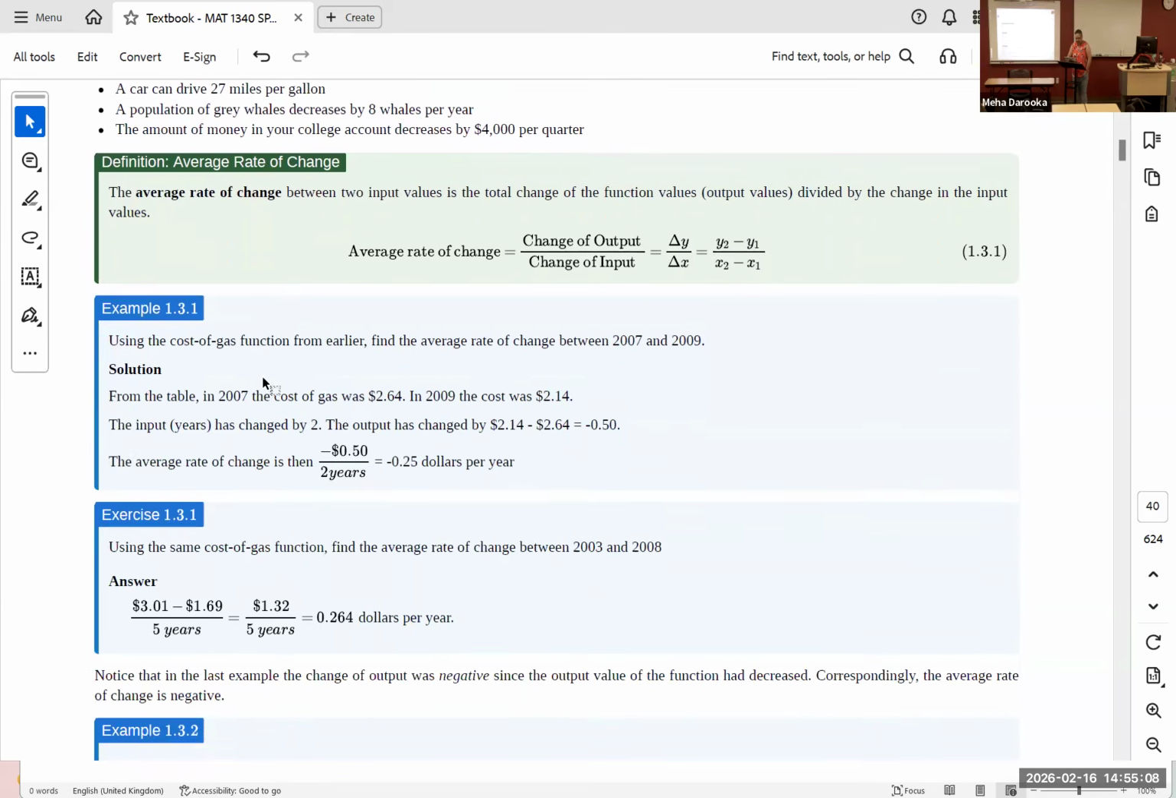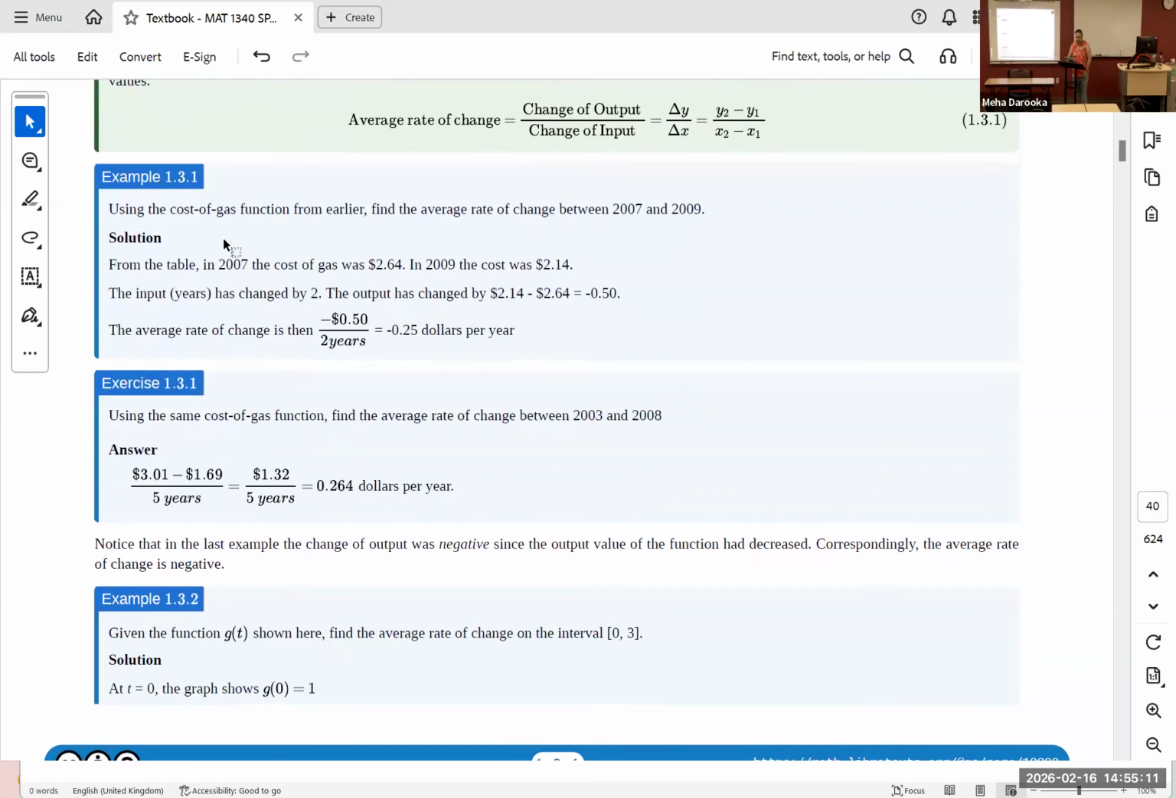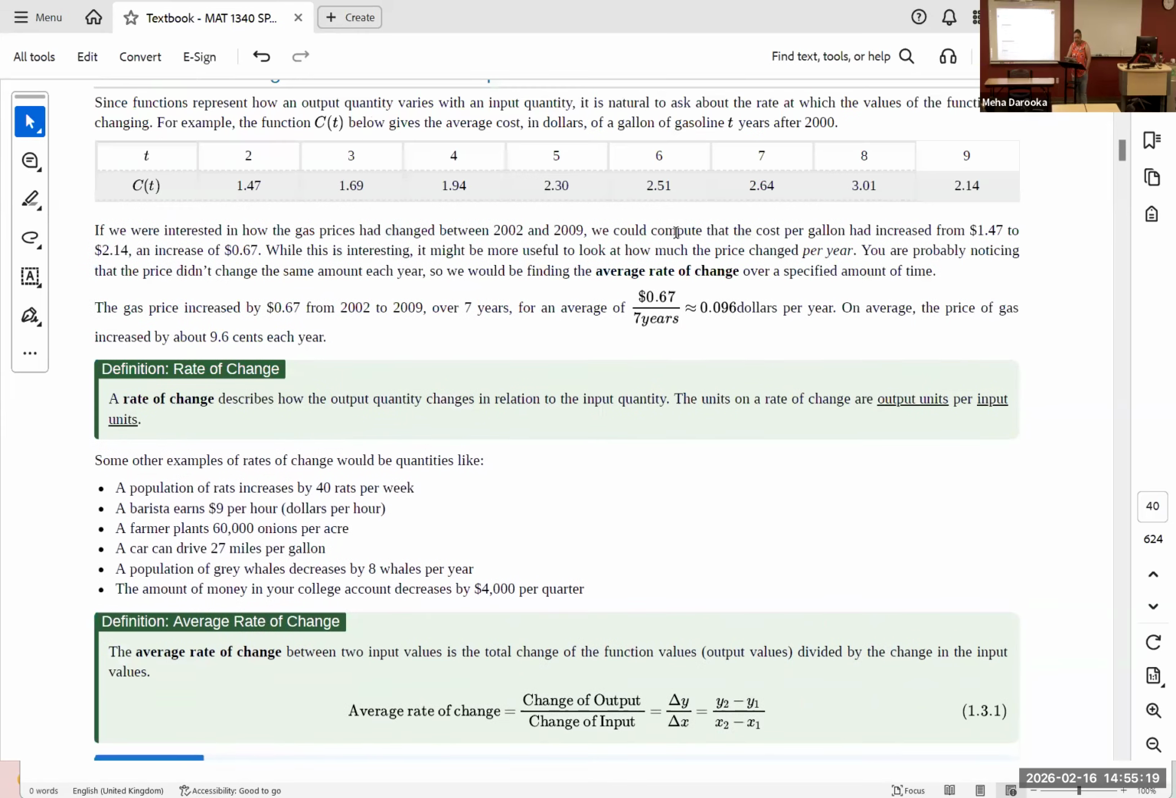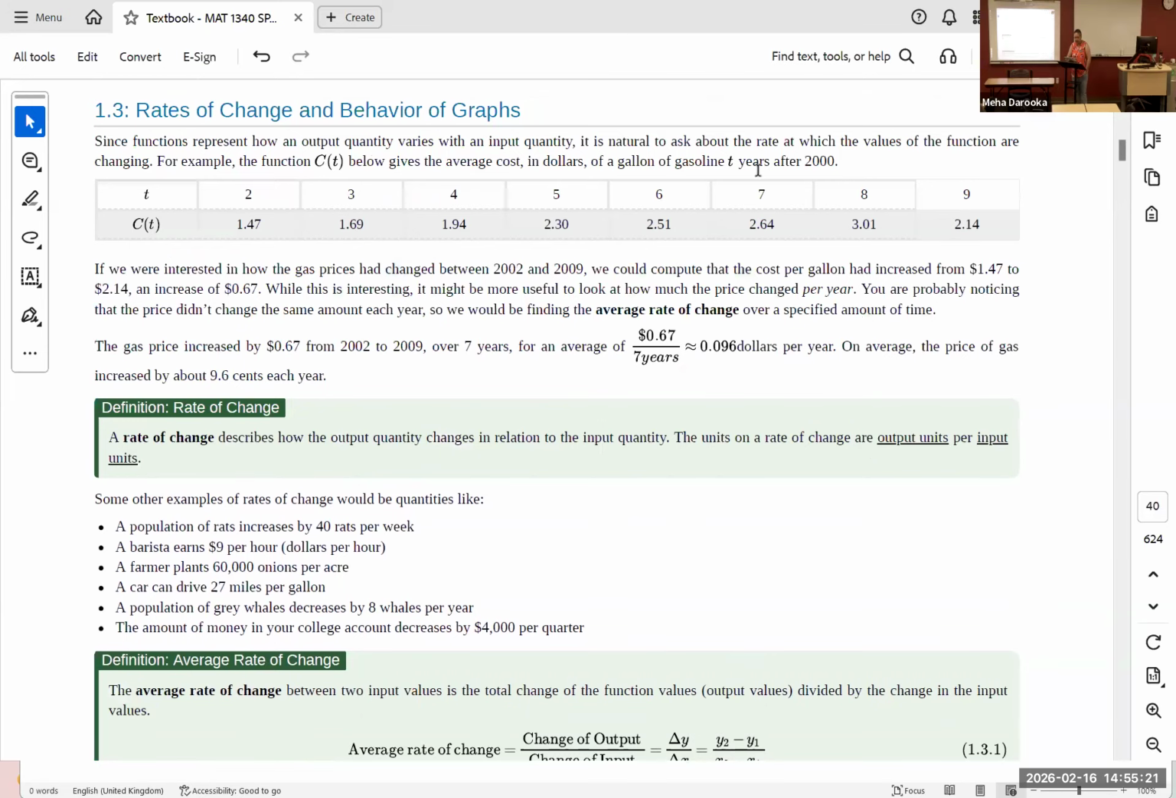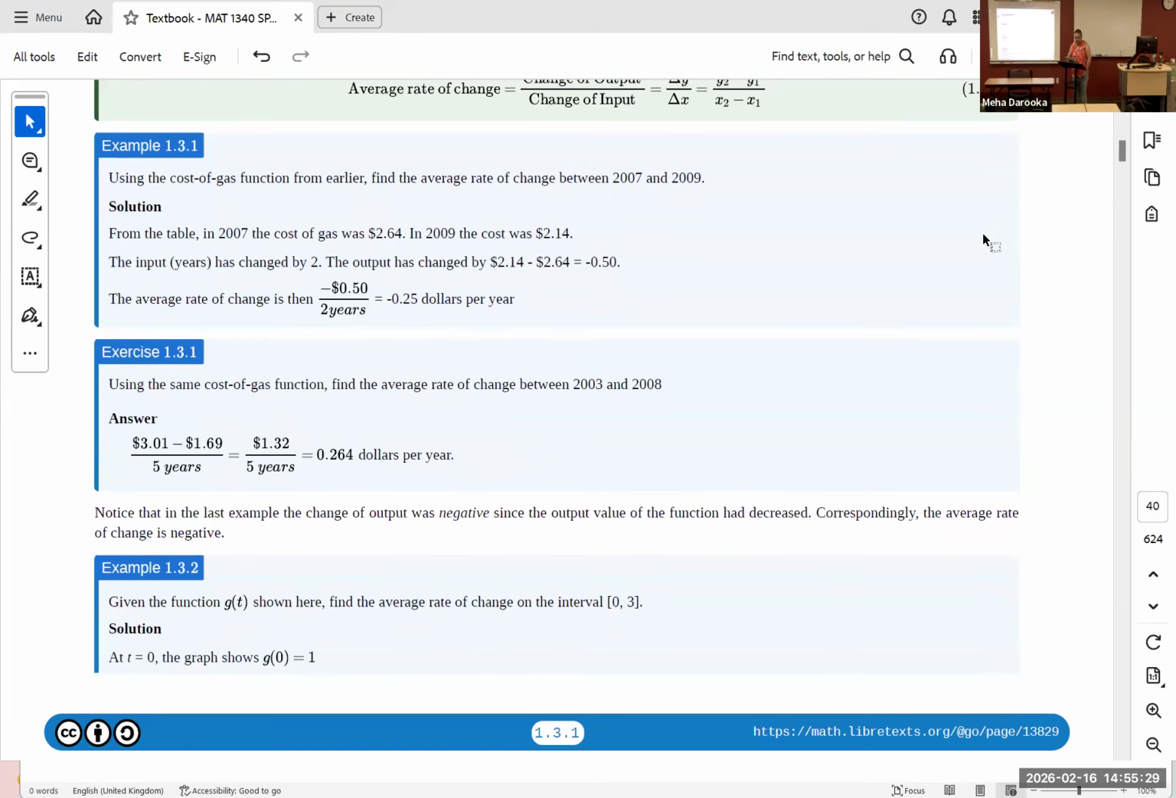You can kind of see the examples here. We are saying, using the cost of gas function from earlier, find the average rate of change between 2007 and 2009. In 2007, the gas price was $2.64. In 2009, the gas price was $2.14. So you can see we take the difference between 214 and 264. Now you will notice we put the 214 first, and from that we subtracted the 264, because you take the newer value first and subtract the older value from it.